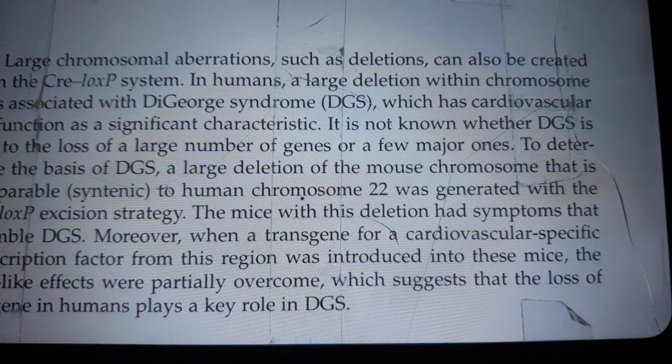Larger chromosomal aberrations, such as deletions, can also be created with the KORAH-LOXP system. A large deletion within human chromosome 22 is associated with DiGeorge syndrome (DGS), of which cardiovascular dysfunction is a significant characteristic. It is not known whether DGS is due to the loss of a large number of genes or a few major ones.